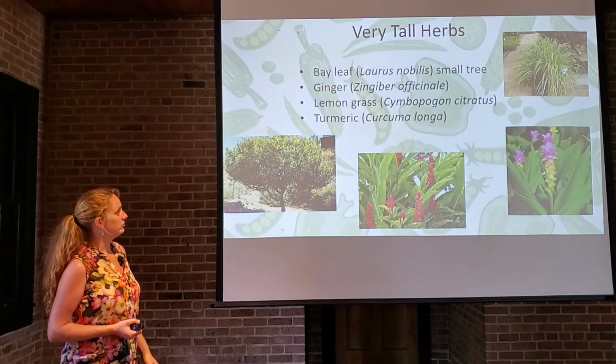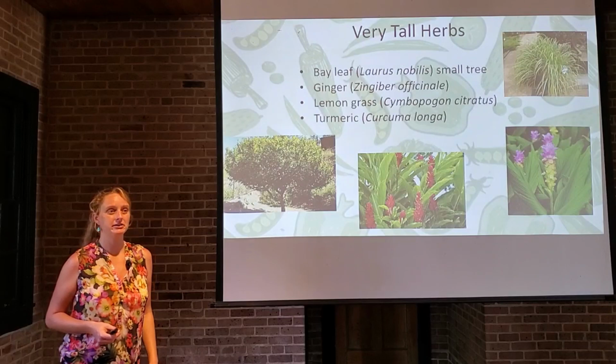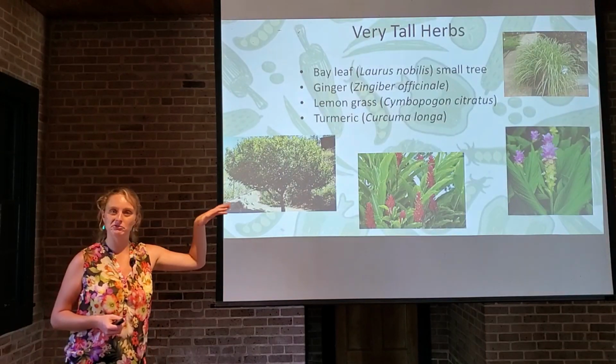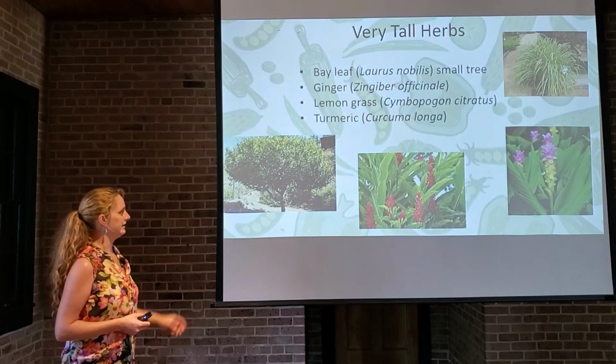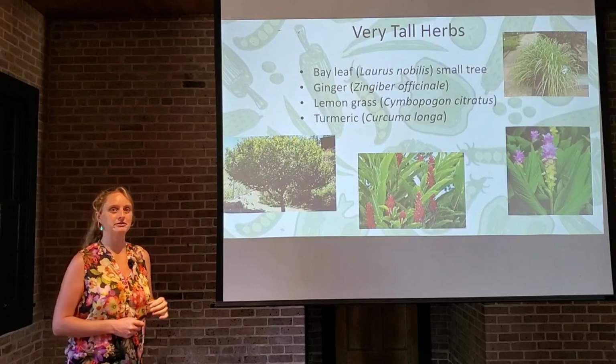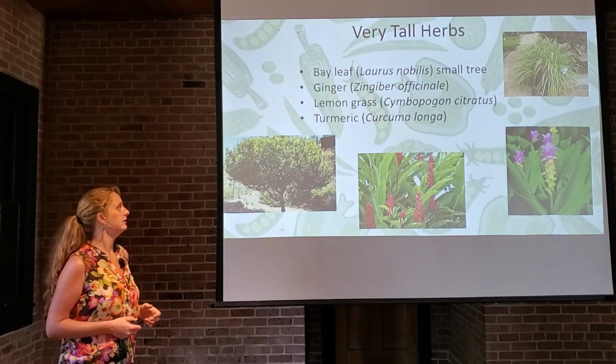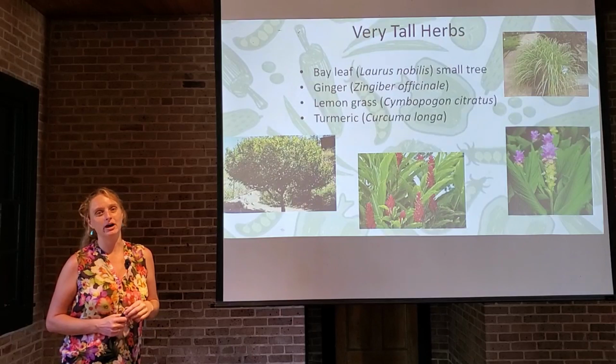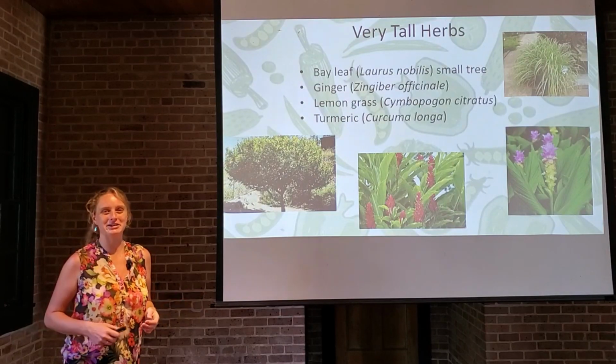Ginger and turmeric, I tend to group those two together. The culinary ginger gets about 4 to 5 feet tall if you let it, and then the turmeric is more like 2 to 3 feet tall, depending on what variety you've got. Those are nice tropical herbs that we are very lucky we can grow here.